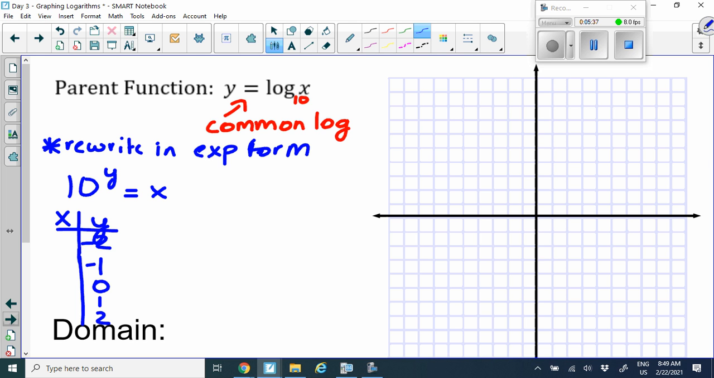So we plug -2 in for y, 10 to the -2nd. Well, that's going to give us 1/100. If we plug -1 in there, that should give us 1/10. Anything to the 0 power is just going to give us 1. And then 10 to the first gives us 10, and 10 to the second gives us 100. So notice it's a lot different than what we did with exponentials. It's the same ideas, but we are graphing a little bit differently here.